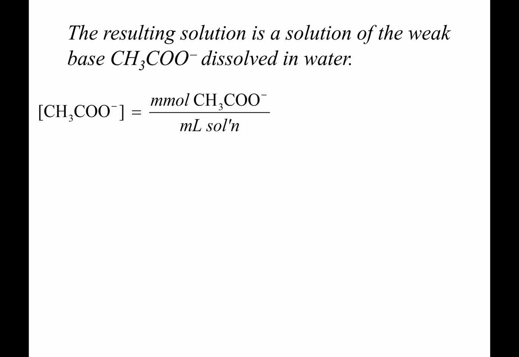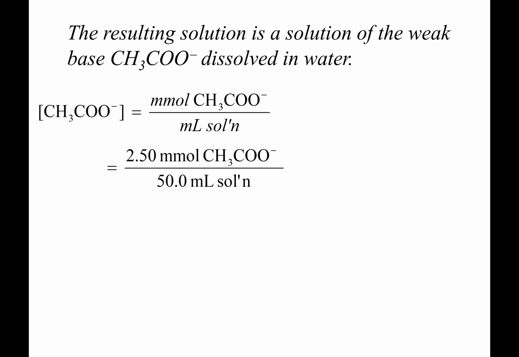So brackets means molarity. We have to come up with the molarity of the CH3COO minus. So we'll calculate that by taking that 2.50 millimoles of CH3COO minus divided by the 50 milliliters of solution. And we'll go with 3 sig figs, so 50.0 milliliters. You end up with 0.0500 molar. That's the molarity of your acetate ion.